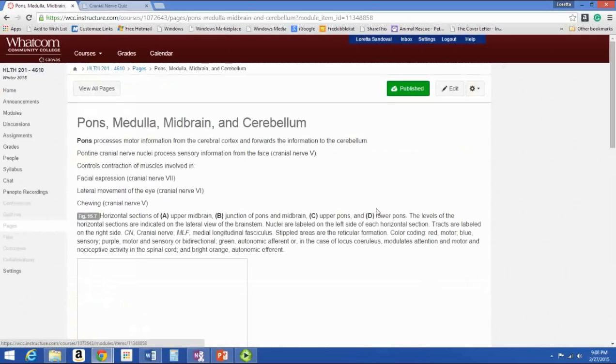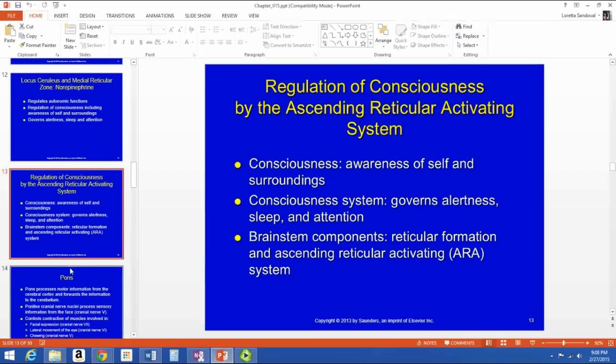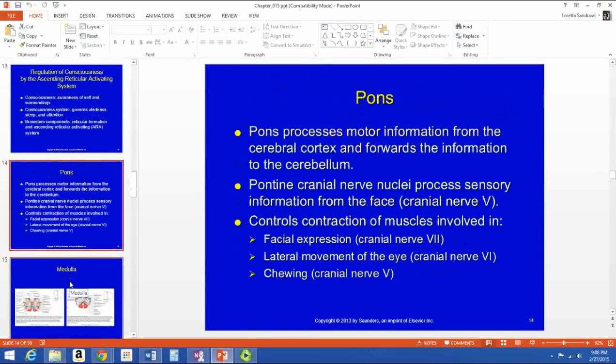The pons, medulla, and midbrain, and the cerebellum, which we talked about in chapter 11, we're just going to briefly talk about each one's function. The pons processes motor information from the cerebral cortex and forwards the information to the cerebellum. The word pons in Latin means bridge. So you can think of it as being a bridge from the cerebral cortex to the cerebellum.